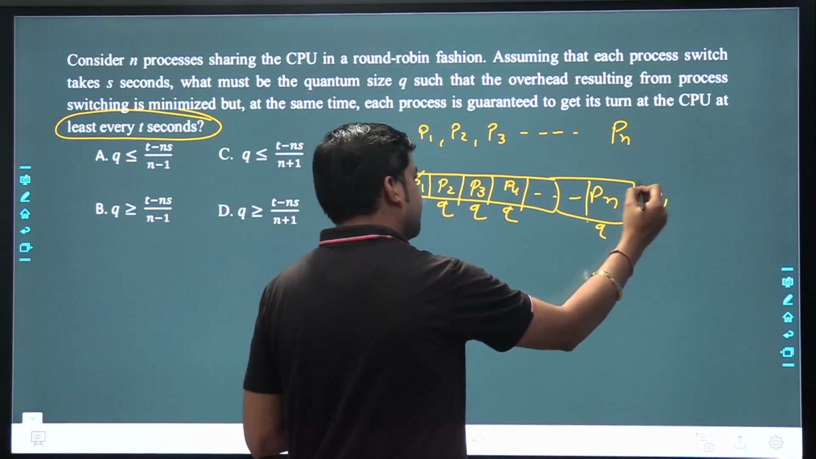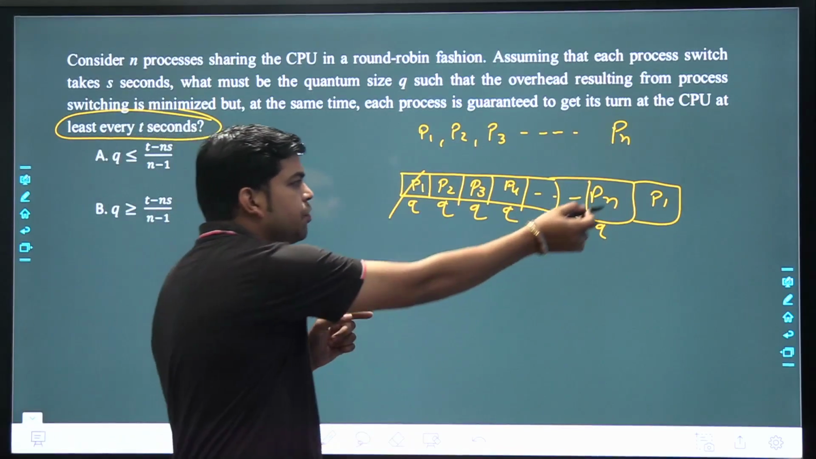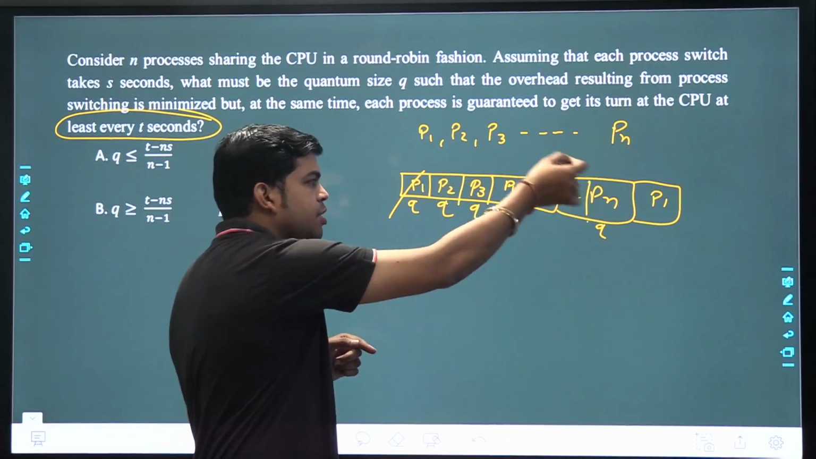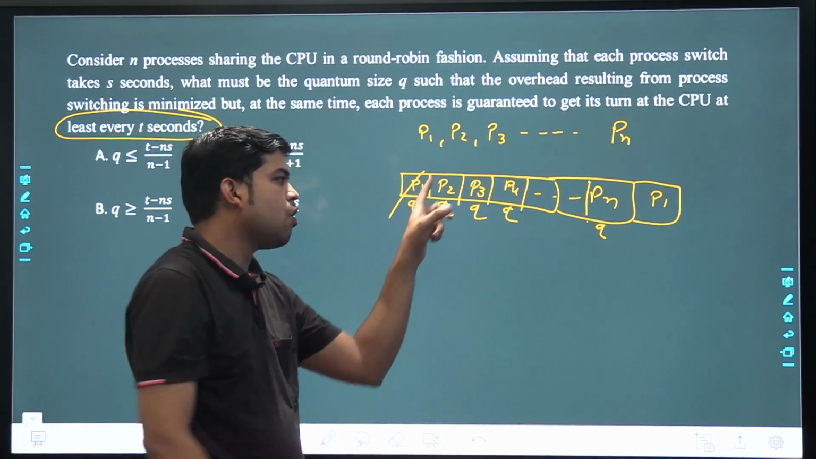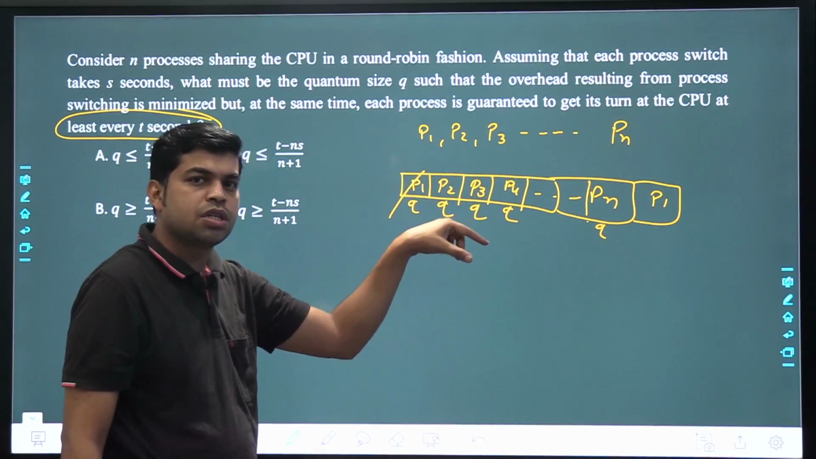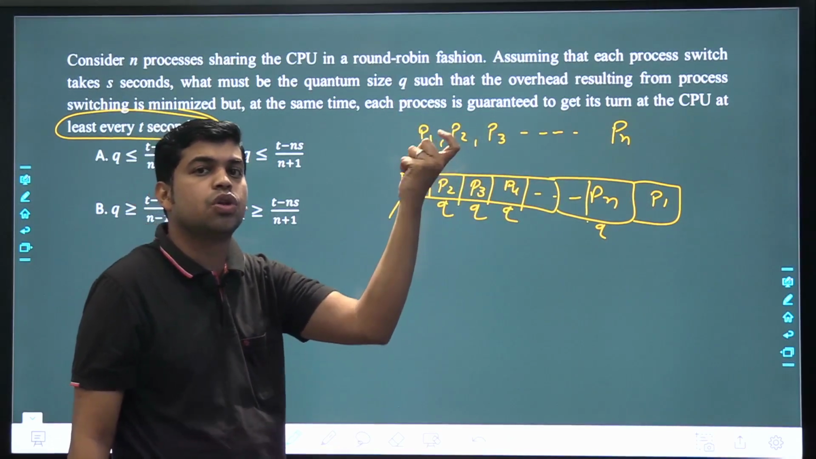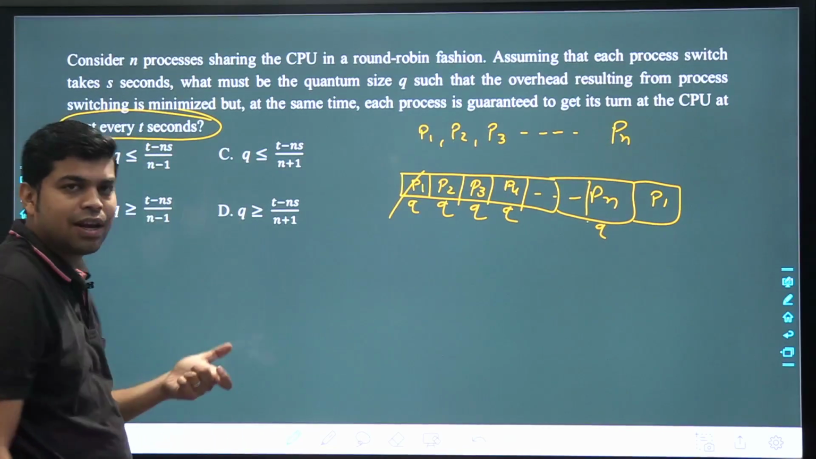Got it? So we need to check that the total time required by executing all these processes plus the overhead to allocate the CPU to these processes should be less than or equal to t time, because at least t time is required.